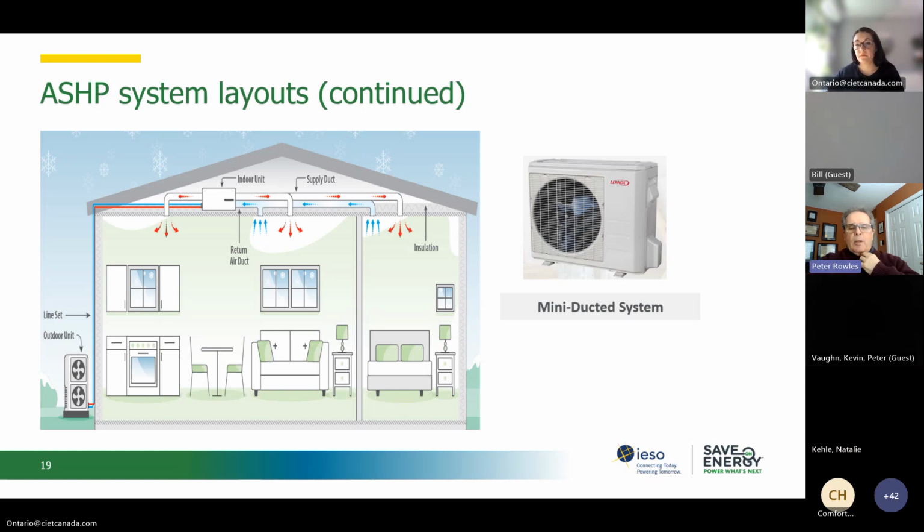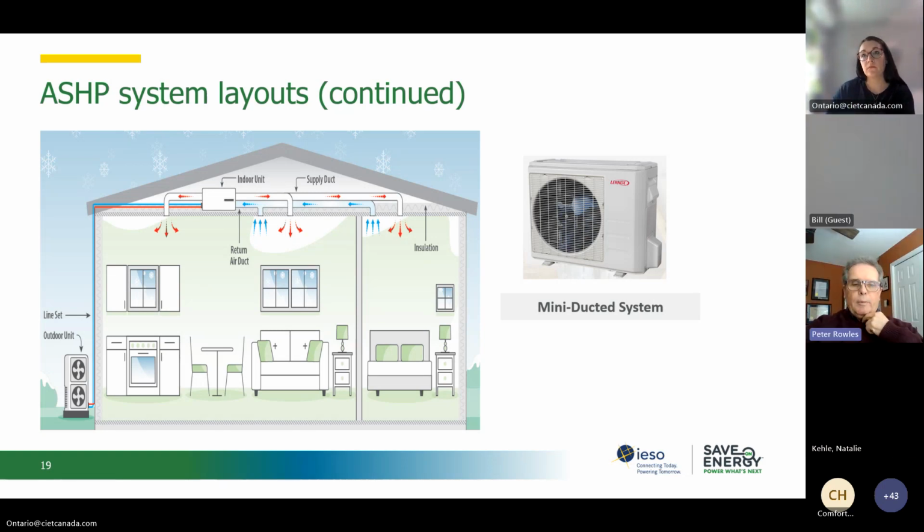You can also combine the different system types into one install. Most common is a ductless in a main living area and a mini ducted in smaller rooms. Another common situation is a central system with a ductless or mini duct in part of a home that doesn't get enough heat, i.e. a master bedroom or basement.